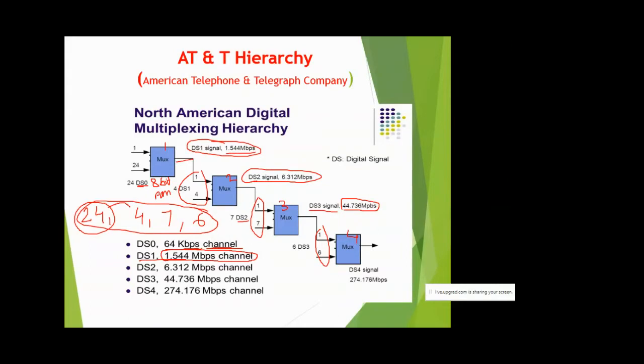When we combine 4 DS1 signals, we get a DS2 signal. When we combine 7 DS2 signals, we get a DS3 signal. When we combine 6 DS3 signals, we get a DS4 signal. Finally, the DS4 signal has a transmission rate of 274.176 Mbps. So this is the standard multiplexing hierarchy, given by AT&T, called the AT&T hierarchy, one of the hierarchies.